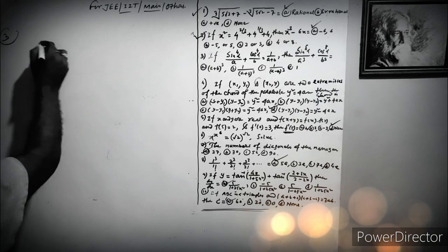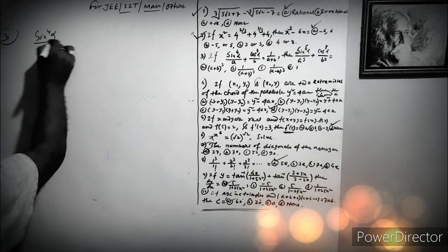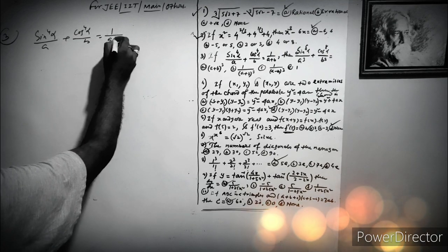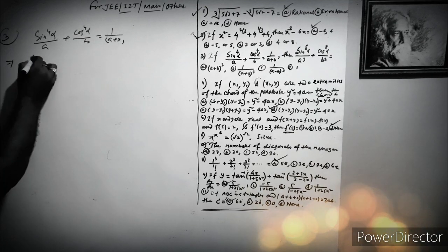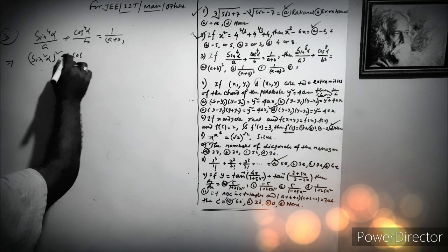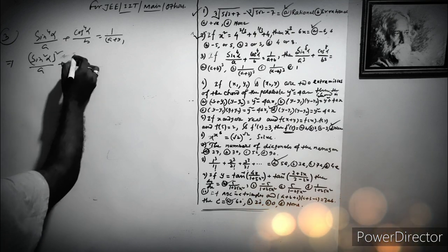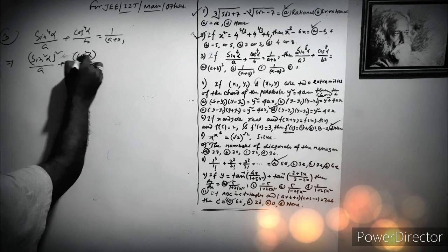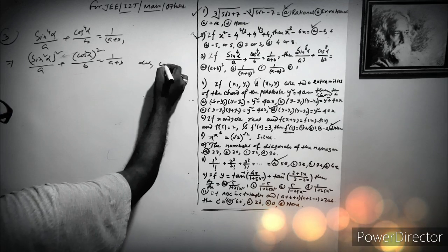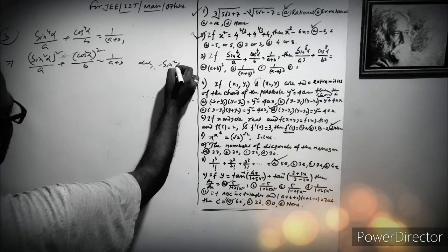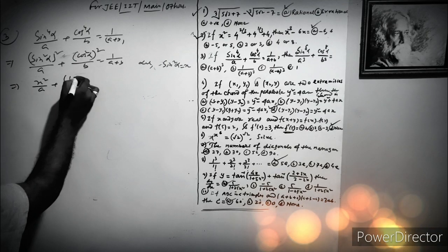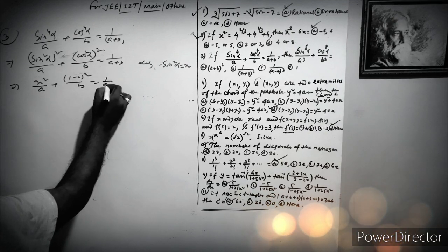For 3. So this is here sin square 4 alpha by A, cos square 4 alpha by B equal to 1 by A plus B. Now write here, this is sin square whole square by A, and this is cos square whole square by B, and 1 by A plus B. Let sin square alpha is equal to x. So this is x square by A and 1 minus x whole square by B, 1 by A plus B.